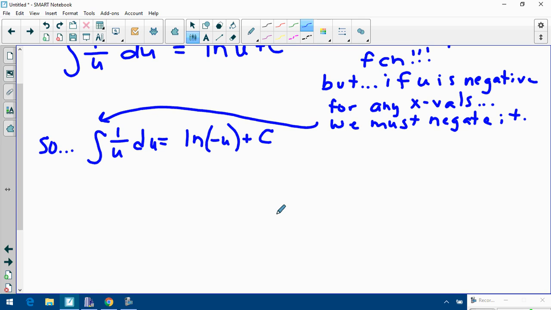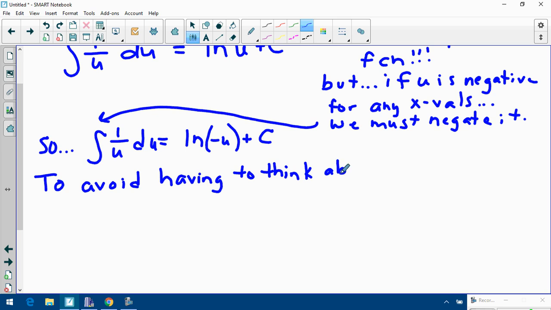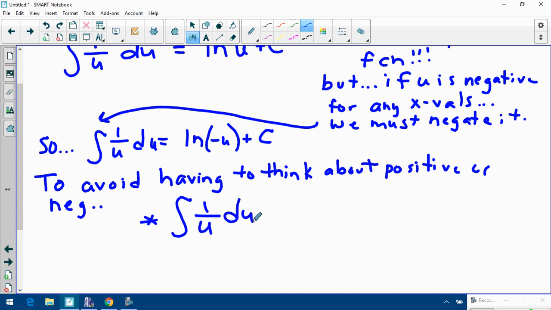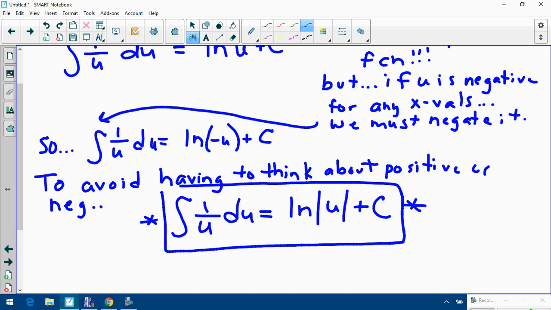So to avoid having to worry about this crazy positive or negative thing, we usually just take the absolute value. And then it works every time. So to avoid having to think about positive or negative, we just say that the integral of 1 over u du is equal to ln of the absolute value of u plus c. And that's what we're always going to use.